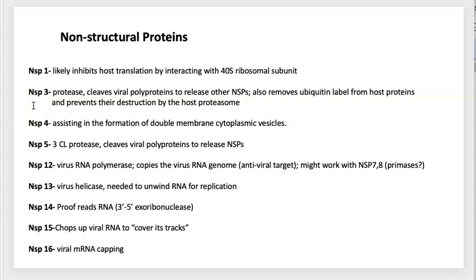And then NSP9 is a single-stranded binding protein. So again, to bind to the single-stranded RNA, preventing it in a sense from forming stem loops and so forth, so that it can be efficiently replicated. NSP12 is the actual virus RNA polymerase. So that's what actually copies the virus RNA, and it's also, no surprise, a great antiviral target. Presumably, what remdesivir, for example, would attempt to block.